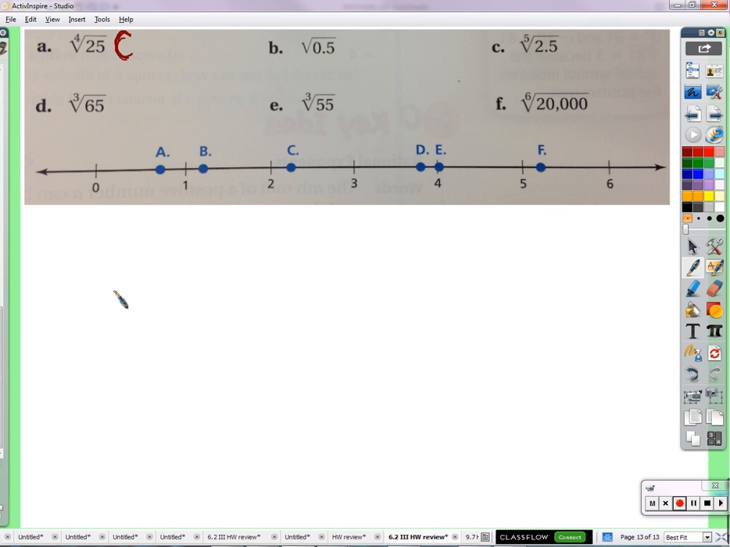What do you think about the third root of 65? What do you think that is? You think it's E? You think it's a little bit bigger than 4? That's got to be D. You think it's D? Or D? One of the two.